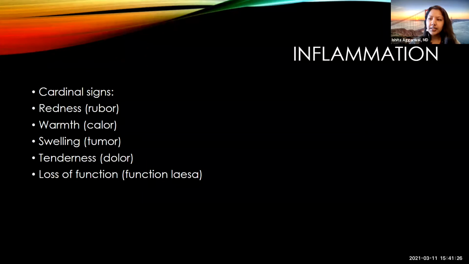So the cardinal signs of inflammation include redness, which is rubor, warmth, calor, swelling, tumor, tenderness, dolor, and loss of function, which is also called functio laesa. Non-inflammatory arthritis can also present with swelling and tenderness, but does not typically cause redness or warmth. You may also have things like periarthritis in surrounding structures such as tendons, ligaments, and bursa, and this should be differentiated with a physical exam.